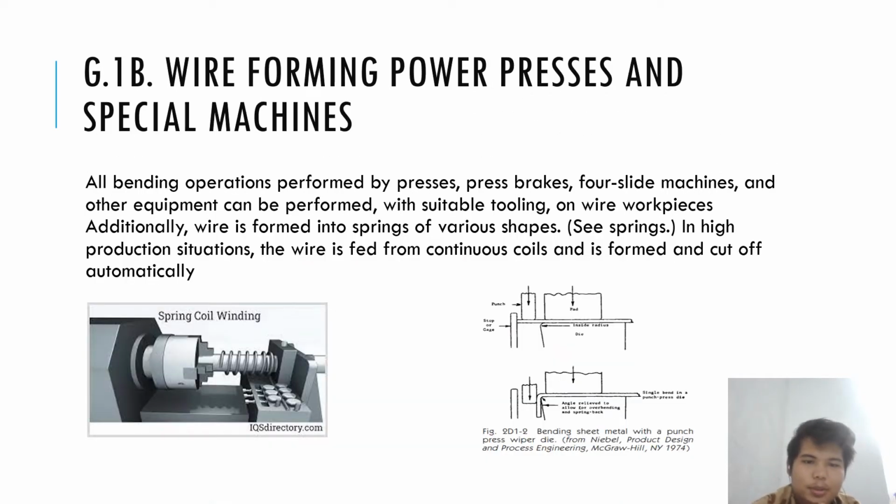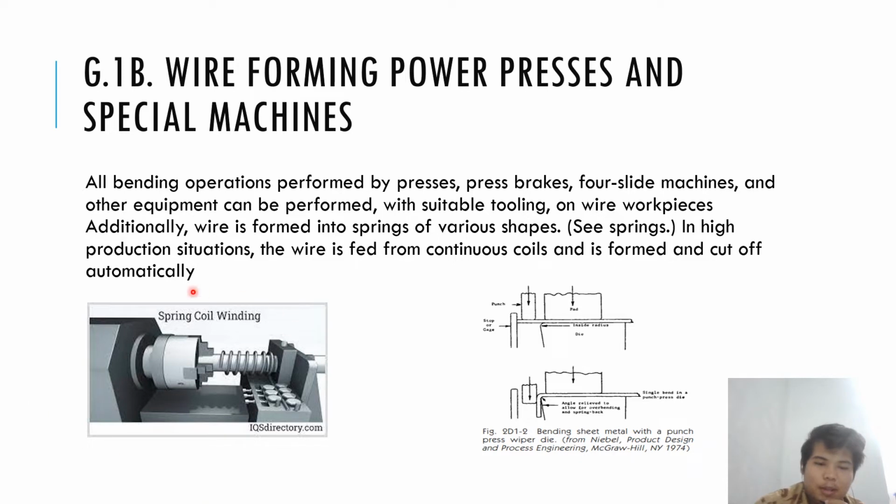Now we're gonna enter into G1B about wire forming: power presses and special machines. All bending operations performed by presses, press brakes, four-slide machines, and other components can be performed, like we have talked about in the previous video, with suitable tooling on wire workpieces. Additionally, wire is formed into springs of various shapes. You can see on springs. In high production situations, the wire is fed from a continuous coil and is formed and cut off automatically.